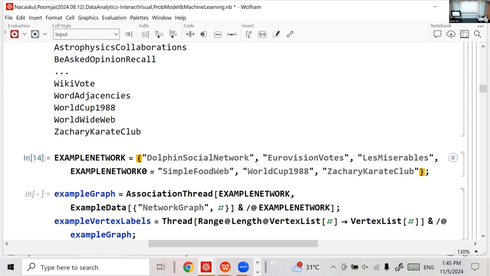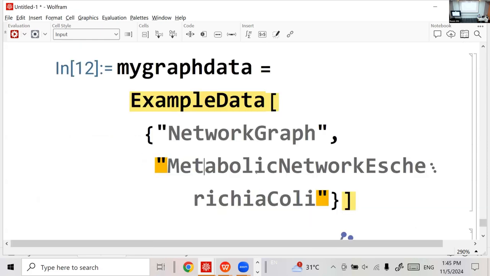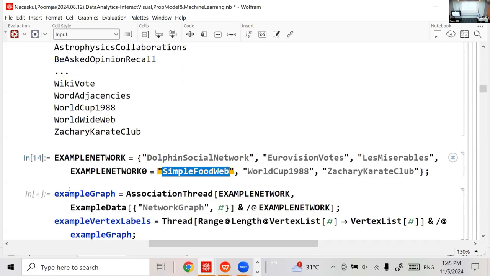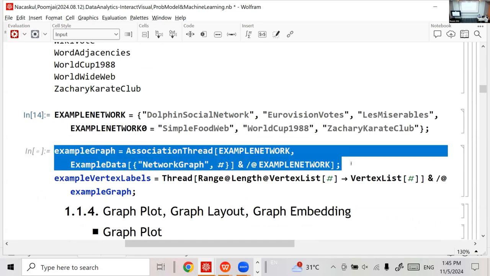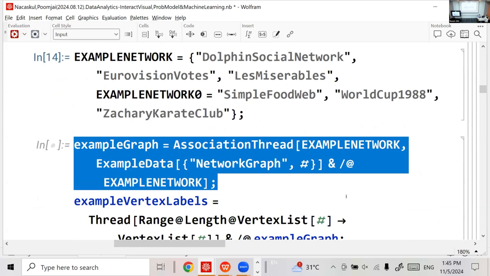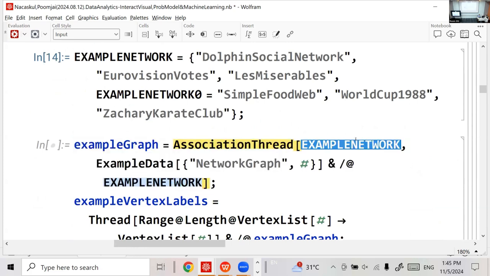So what I need to do is actually put this inside here, right? So I just make a simple loop. That's all. It's an association thread. You guys know what this does? It's the name pointing to the graph data, and it applies to all the names.